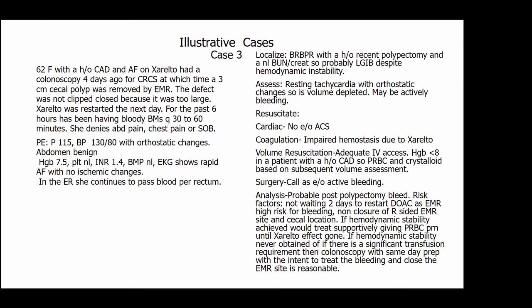On physical examination, her pulse was 115, blood pressure 130/80 with orthostatic changes. Her abdomen was benign. Her hemoglobin was 7.5, platelet count was normal, INR was 1.4, BNP normal, EKG showed rapid AFib with no ischemic changes, and in the ER she continued to pass blood per rectum. Well, this is a patient who has bright red blood per rectum with a history of a recent polypectomy and a normal BUN to creatinine ratio. So she probably has a lower GI bleed despite hemodynamic instability.